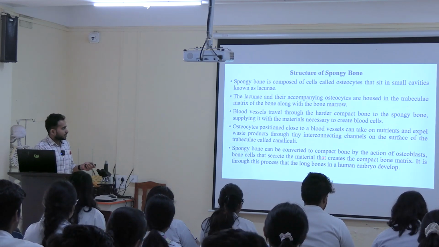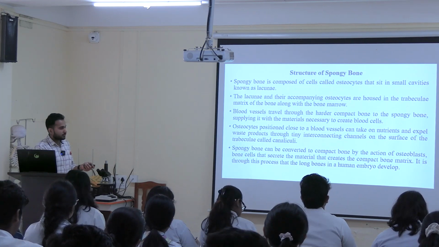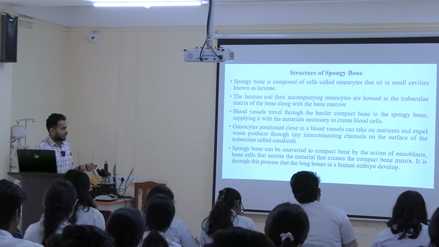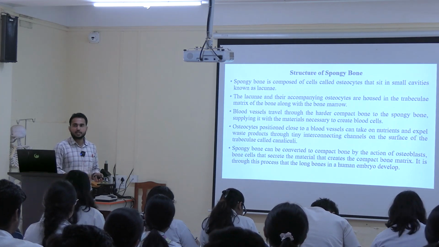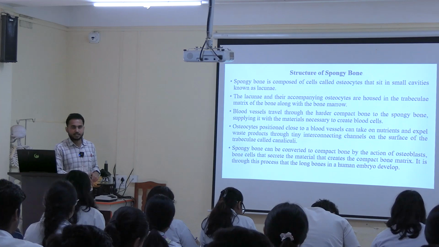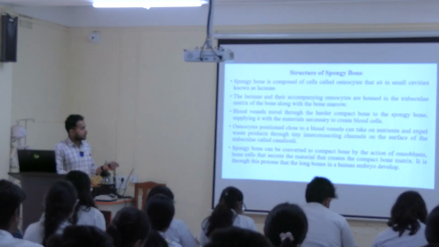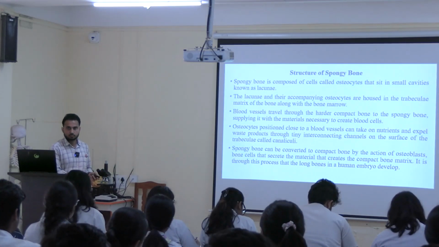Now spongy bone can be converted into compact bone by the action of osteoblasts whenever it is required. For example, when development is taking place or new bone formation is there, at that time this spongy bone can be converted into compact bone.